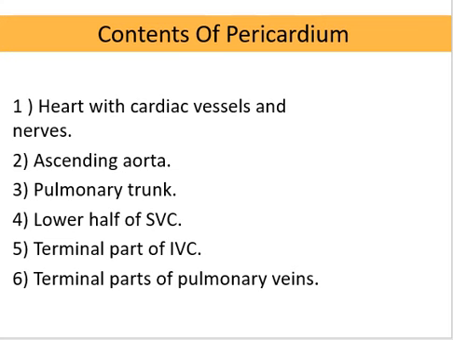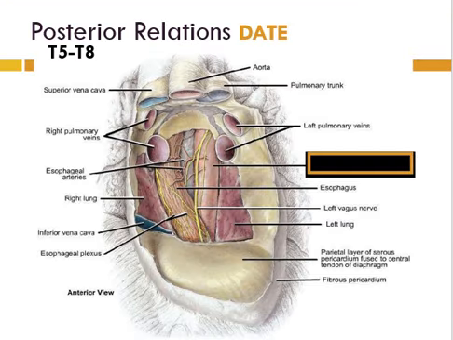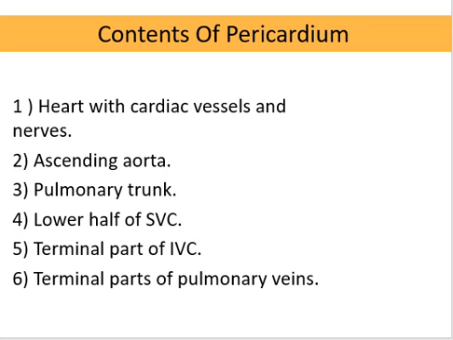Now you can see the contents of the pericardium. You can tell me easily now after all this lecture. The heart, with cardiac vessels and nerves, is its major constituent. Then the ascending aorta, pulmonary trunk, and the lower half of the superior vena cava. In this picture you can see these are the pericardial contents. Then the terminal part of the inferior vena cava, and lastly the terminal parts of the 4 pulmonary veins.